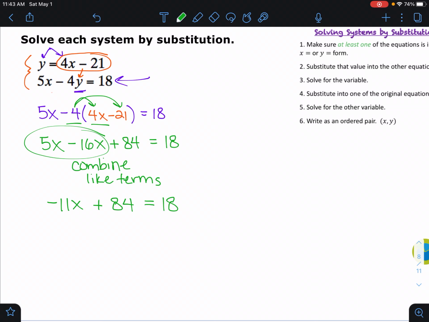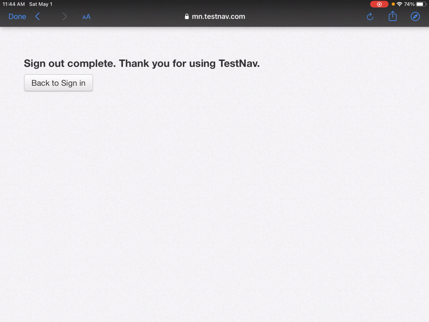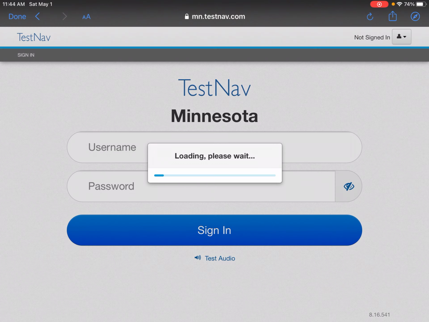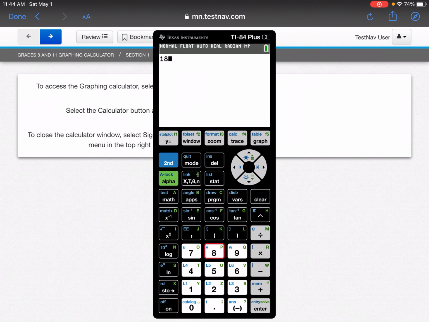And so you're going to use your solving equations methods that we talked about at the beginning of the year. I want to solve for x, so I have to get rid of this 84 first. I'm going to do the opposite, so I'm going to subtract 84 from both sides. I get negative 11x, these cancel out, equals 18 minus 84. We can go to our calculator, open it up here. 18 minus 84, we get negative 66.